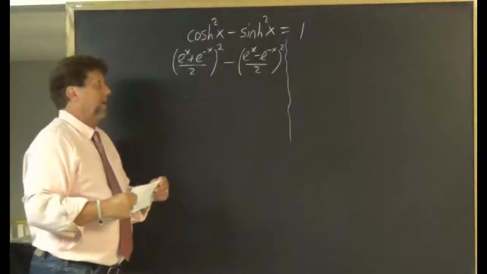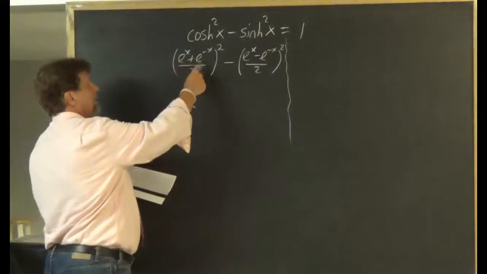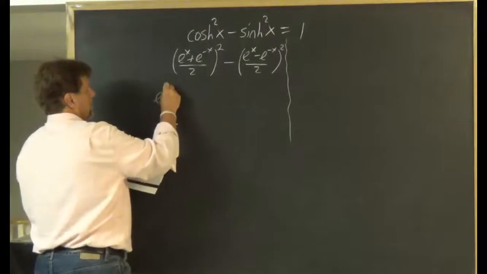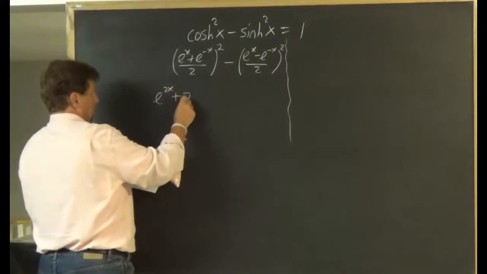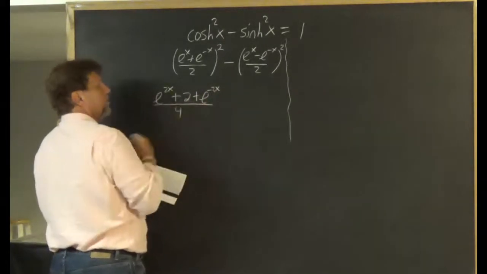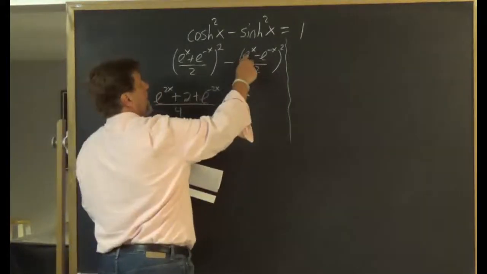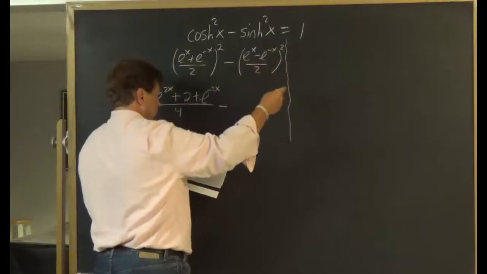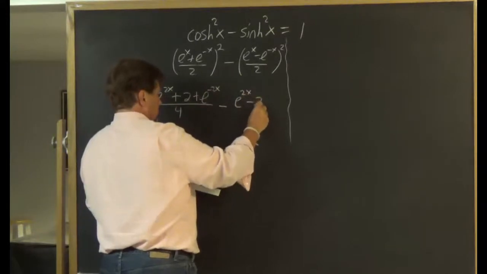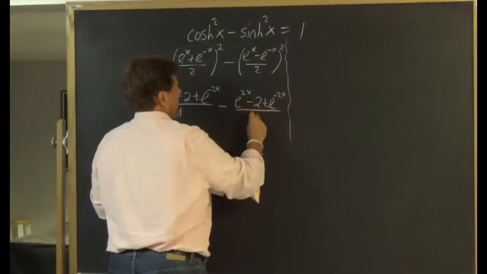So what we have left to do, I guess we could just actually square it. When I take e to the x plus e to the negative x and I square that, I get e to the 2x plus 2 plus e to the negative 2x. And that's over 4, because 2 squared is 4, minus, when I take e to the x minus e to the negative x and I square that, I get e to the 2x minus 2 plus e to the negative 2x, and that's all over 4.